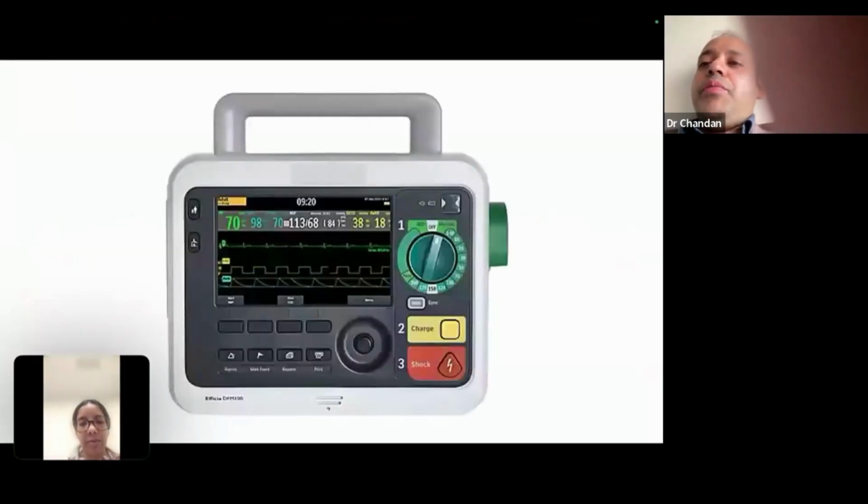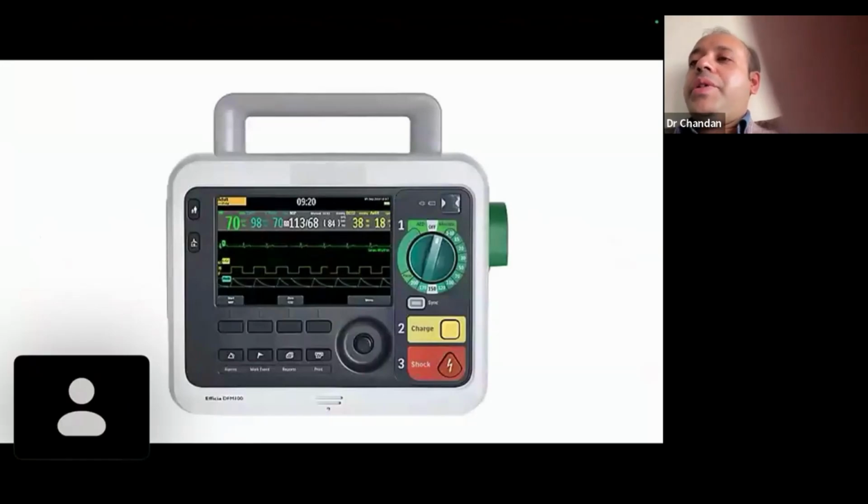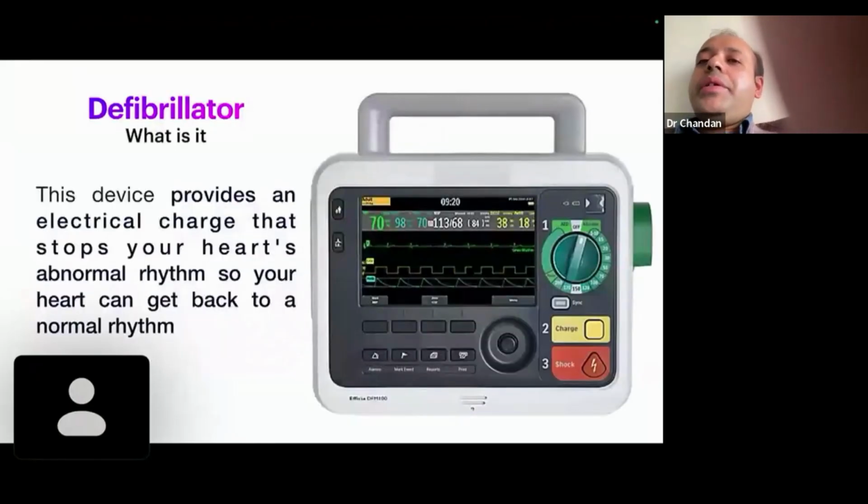Now, you must have seen this device in your ICU, right? Or your ward, wherever you're going. So, what is this machine called? This is basically what you know as a defibrillator. So, what is a defibrillator? This defibrillator is a machine that provides an electrical charge that stops your heart's abnormal rhythm so that your heart can get back to the normal rhythm. That's what the basic function is all about.